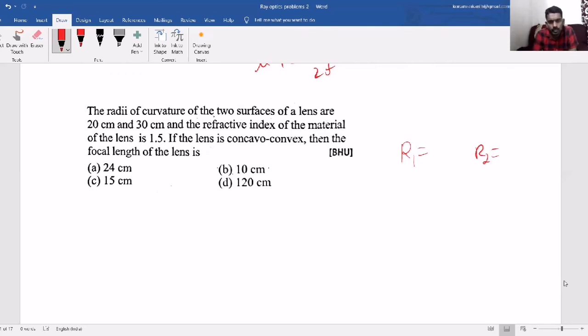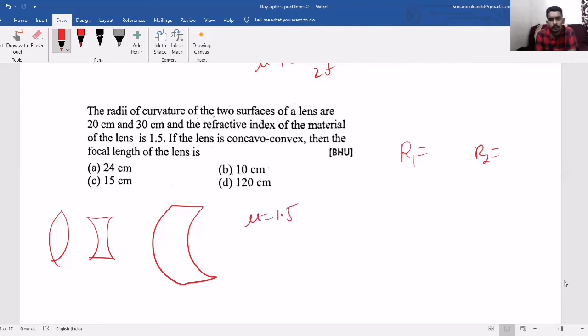So here what they are telling is concavo-convex. So this is the lens. Concavo-convex means this one. This is a biconvex lens. This is a biconcave lens. But this is a concavo-convex lens where the refractive index is 1.5. But whatever may be the lens, the formula for focal length is the same.